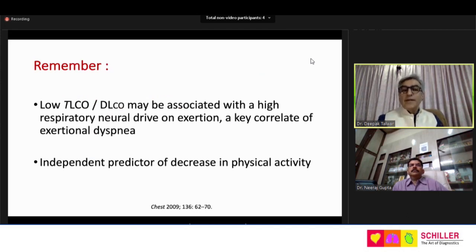So remember that low TLCO, now I've used the same term again and again because I'm trying to tell you that TLCO and DLCO are the same. It is only the way we write it, transfer factor or diffusion capacity, may be associated with high respiratory neural drive on exertion, which is a key correlate of exertional dyspnea. So patients who have a low DLCO will be less physically active. And this is one of the signs in COPD patients. If they have less DLCO, they must be less physically active, because this is definitely going to be correlated with exertional dyspnea. And that will obviously limit the patient as to how much physical activity they can do.